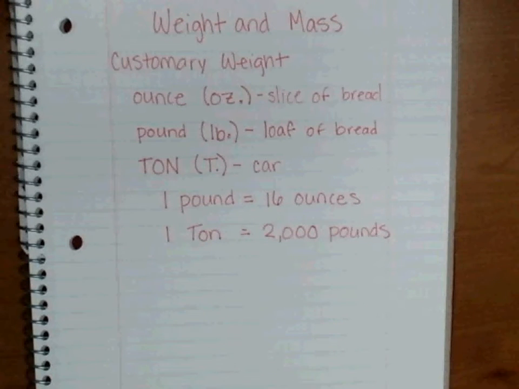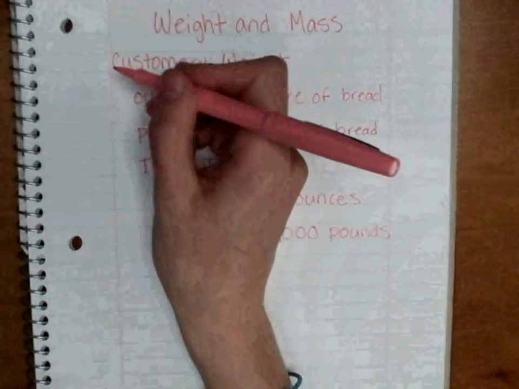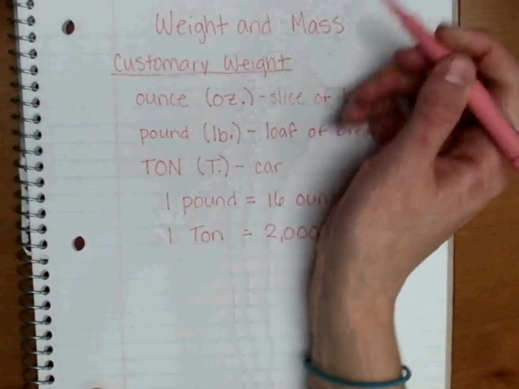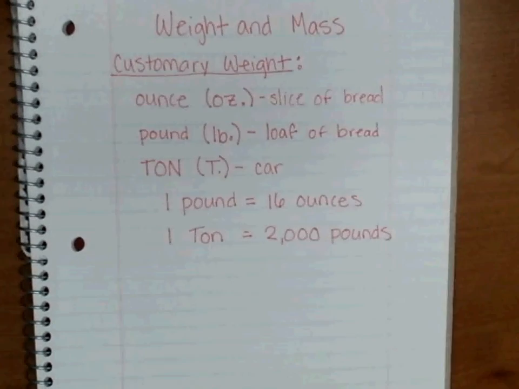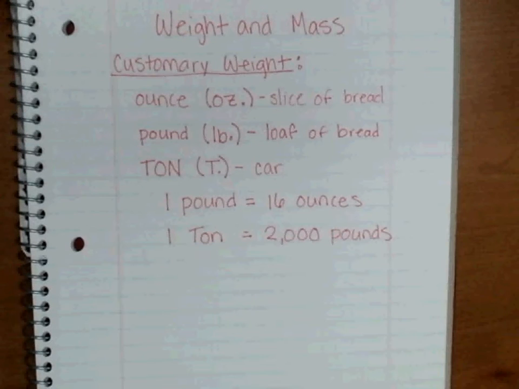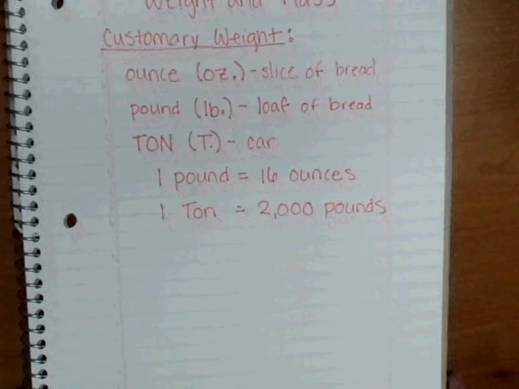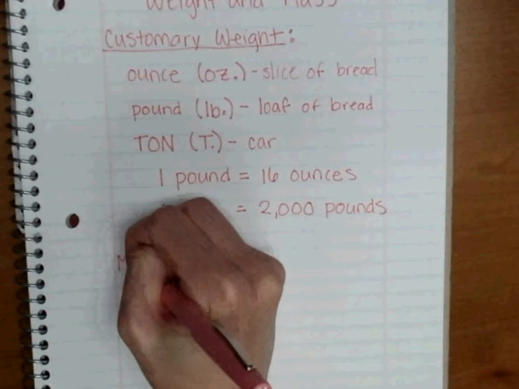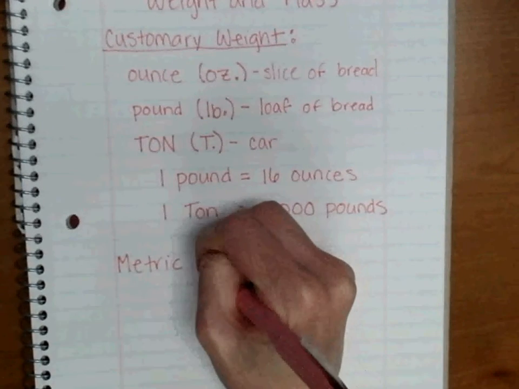You'll see signs on the road that say 4 ton maximum. Maybe the bridge can only hold 4 tons or 8,000 pounds. So that is weight, and I'm going to underline weight. The next thing we're going to look at is mass. We are going to look at the metric mass.